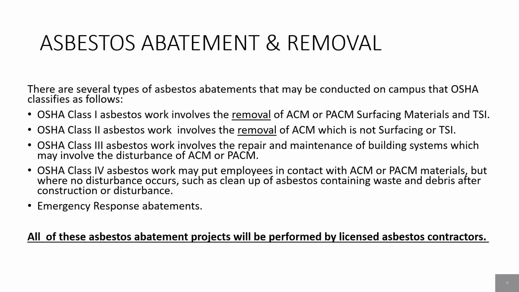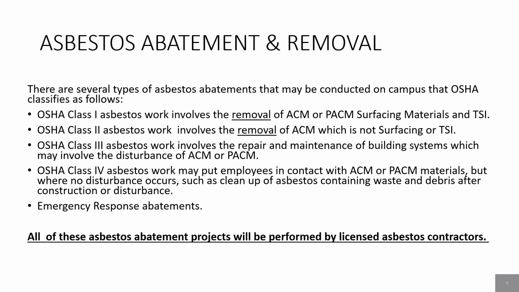Asbestos abatement and removal. There are several types of asbestos abatements that may be conducted on campus that OSHA classifies as follows. Class 1 involves the removal of ACM or PACM surfacing materials and thermal system insulation. Class 2 asbestos work involves the removal of ACM, which is not surfacing or TSI. Class 3 asbestos work involves the repair and maintenance of building systems, which may involve the disturbance of ACM or PACM. Class 4 asbestos work may put employees in contact with ACM or PACM materials, but where no disturbance occurs, such as cleanup of asbestos-containing waste and debris after construction or disturbance. And finally, emergency response abatements.